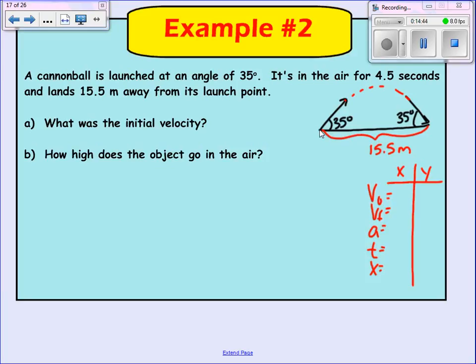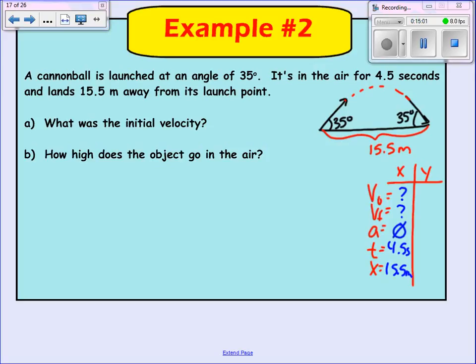The question does not tell me anything about the initial velocity. So my initial velocity in the x, both initial and final, is unknown. I always know the acceleration in the x is 0. I do know that the time is 4.5 seconds, and the displacement in the x is 15.5 meters.